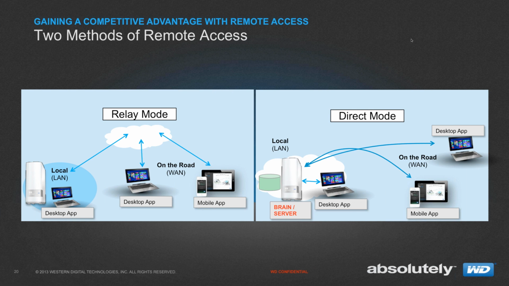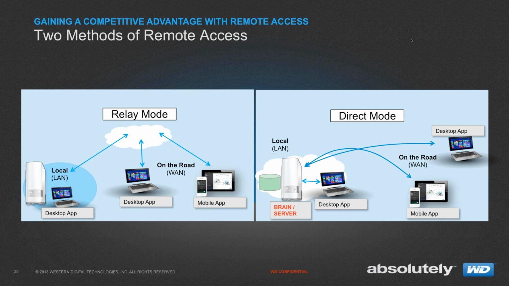So, and I think this is very relevant to the last question I was just reading actually. At WD, we have two methods for remote access, and the first is this relay mode. With relay mode, the data goes from the MyCloud device on your local network and relays the data through our data center down to an on-the-road WAN-connected device. In this case, we're showing a mobile app and a computer. The disadvantage with relay mode is you're basically sharing your internet connection coming out of the cloud with a number of other users.